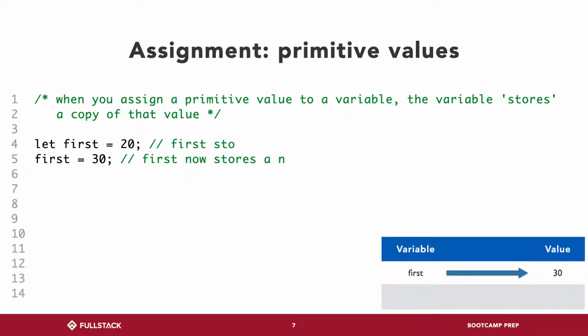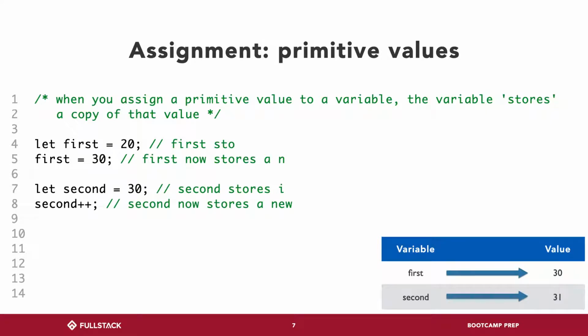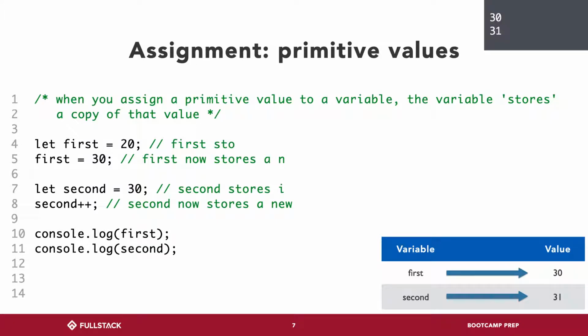Now you're reassigning first, setting it to a different primitive value. It looks at that value, copies what it is, and assigns it to first. And then you say let second equal 30. And then you say second plus plus. Now there's 30 and 31, right? They're not related at all. These are two completely different things. If you increment second by 1,000,000, first is always going to be 30 at the end of this, by the time you're done reading the file. It's always going to be 30, no matter what you do to second. They're not related.